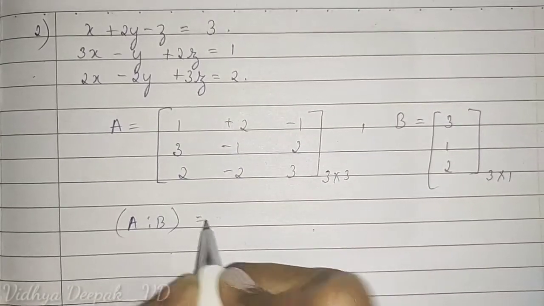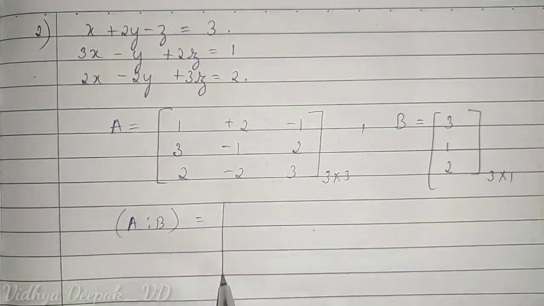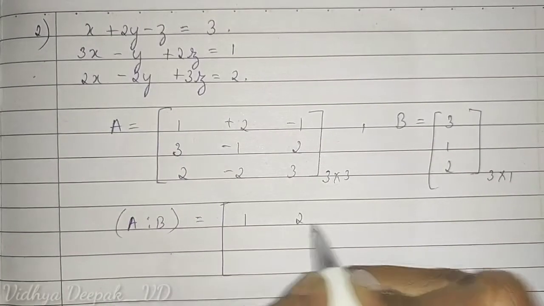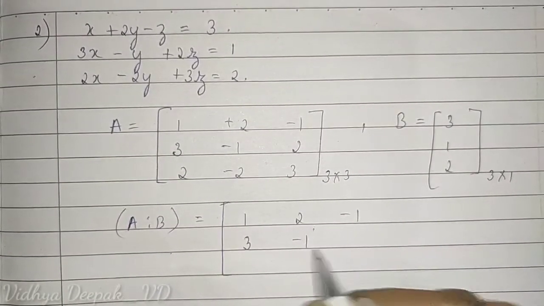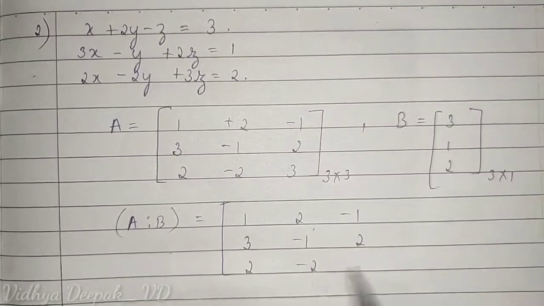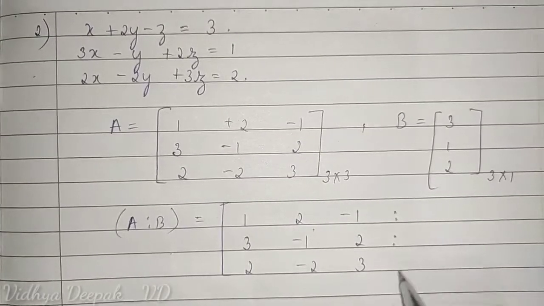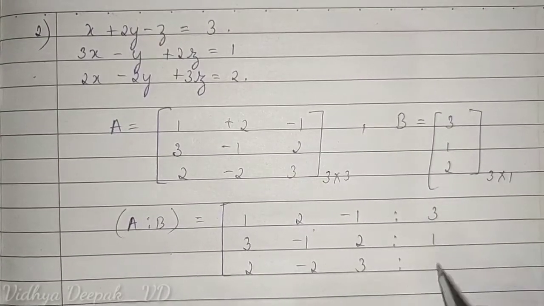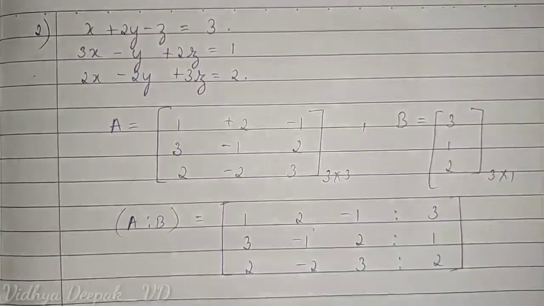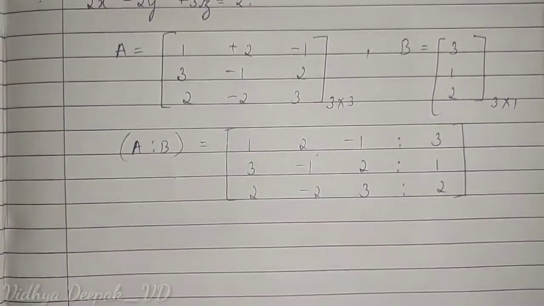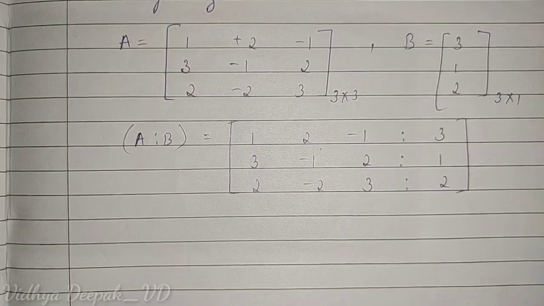So what is your augmented matrix? Combine these two and write, right? So that is 1, 2, minus 1; 3, minus 1, 2; 2, minus 2, 3. Now combine these two, we get 3, 1, 2. Now reduce this using row reduced echelon form.